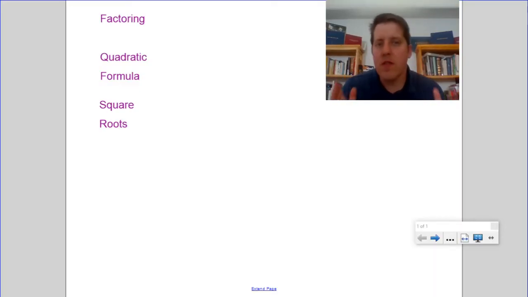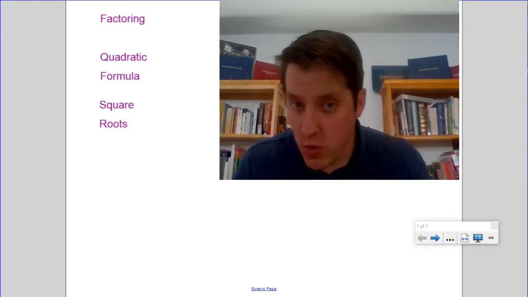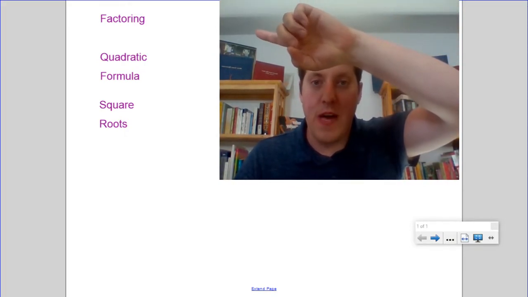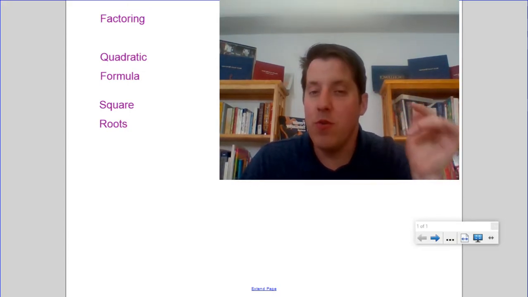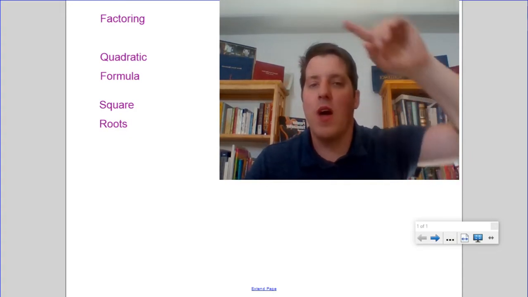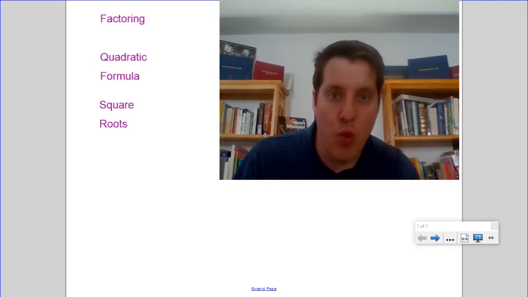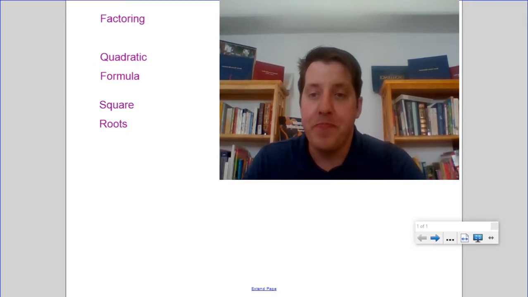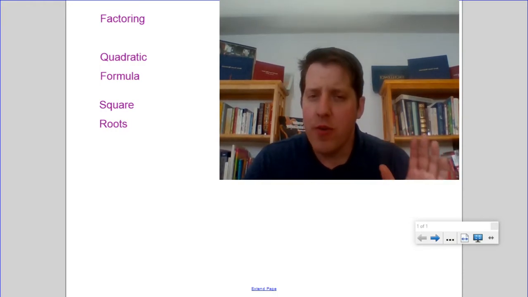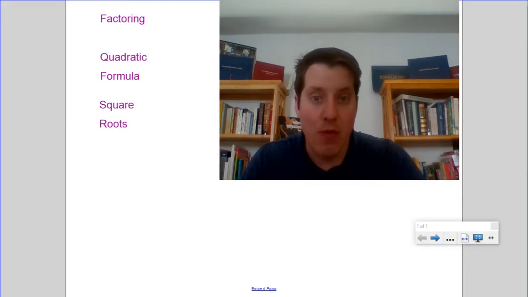Alright folks, the focus of this unit was on different ways that you can solve quadratic equations. And we've got three different ways that we've talked about. Factoring is the fastest way, if you know how to do it, that works for a whole bunch of problems. The quadratic formula is the way that works for any problem whatsoever. And the square root method is a way that works for a smaller set of problems, but is really, really easy once you figure out how to do it. Let's take a look at each one of these.